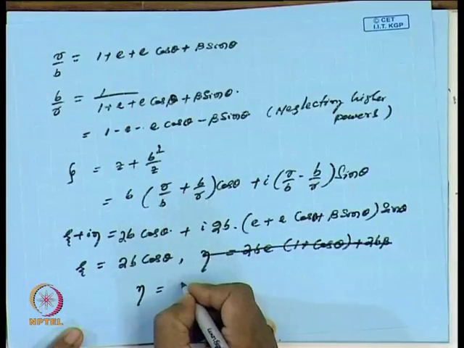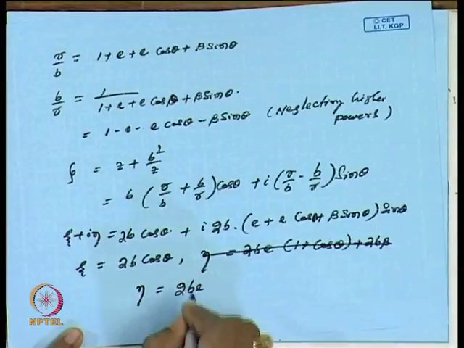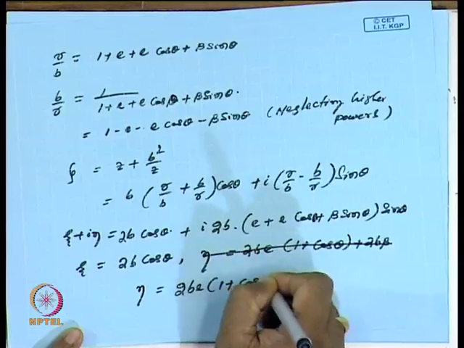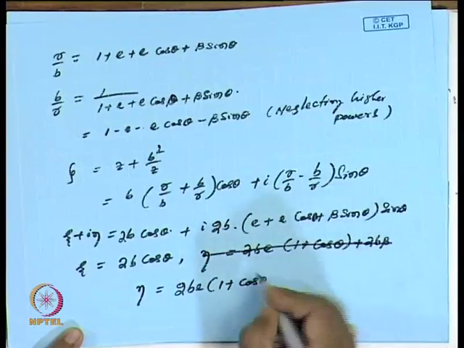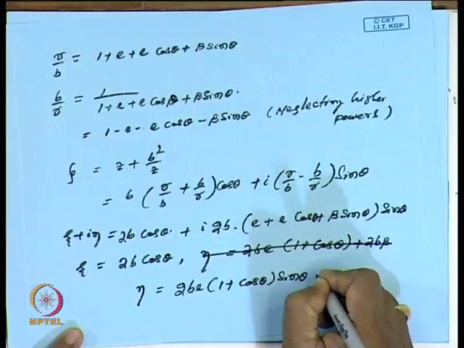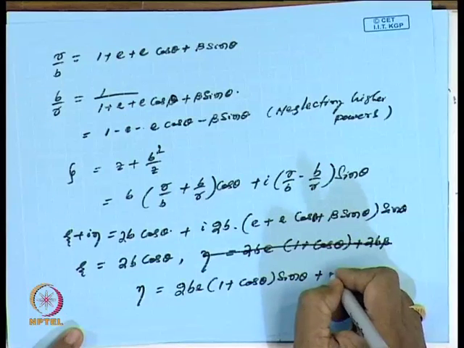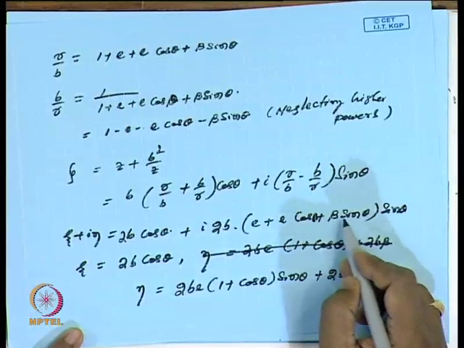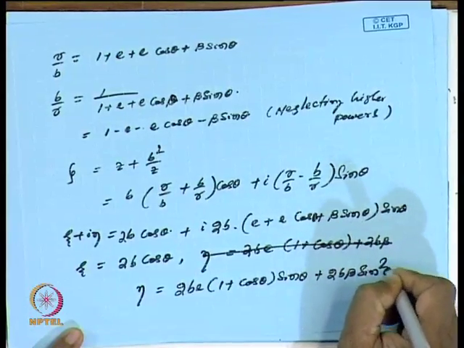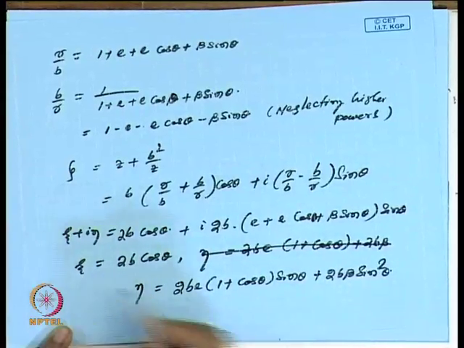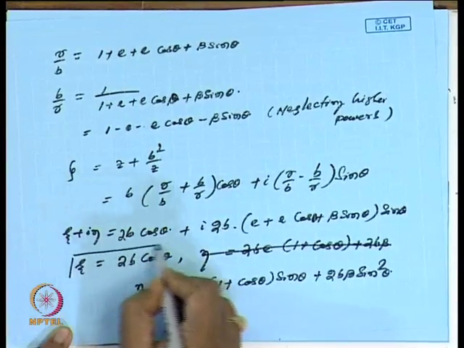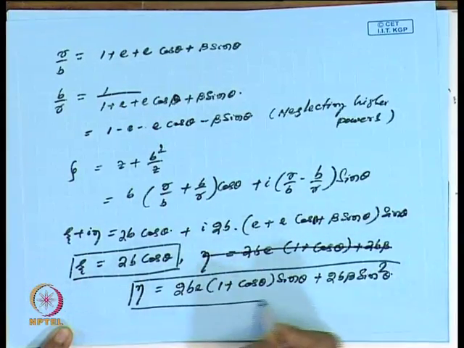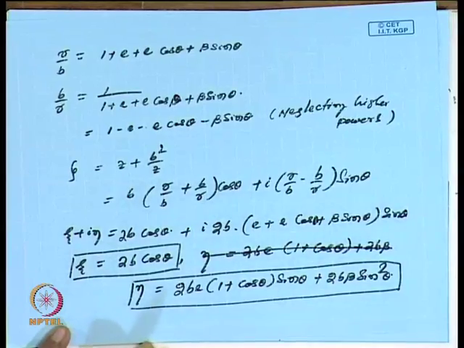Eta is equal to 2b E into 1 plus cos theta into sin theta, plus 2b beta, this is sin theta, this is again sin theta, sin square theta. So that is my eta and this is my xi. So this is my xi and eta.